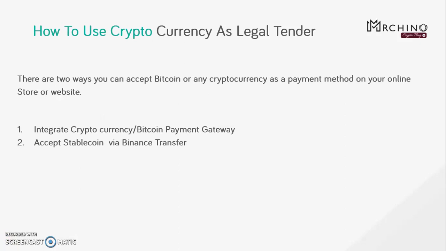So the last thing that we will discuss here is how to use cryptocurrency as a legal tender. Because of the high volatility of cryptocurrency, people always find it difficult to use it as a legal tender. But there are ways that you can use it notwithstanding the volatility, and still make money. Either you integrate a cryptocurrency or Bitcoin payment gateway. There are a lot of startups offering this gateway. If you Google it, you will find them on the internet. You integrate them in your online store, or you accept stablecoin via Binance transfer. We can discuss more on this Binance transfer.